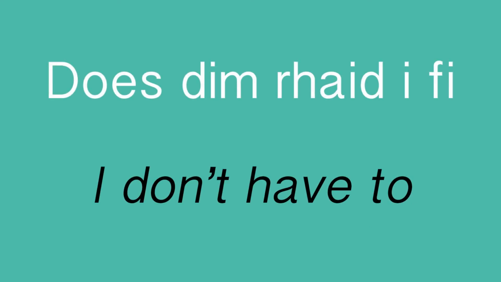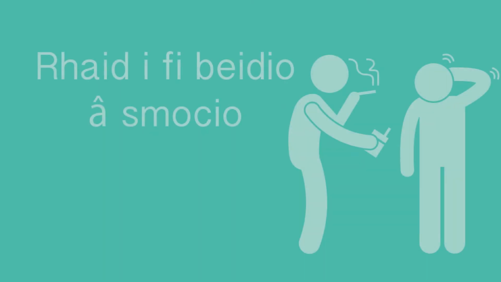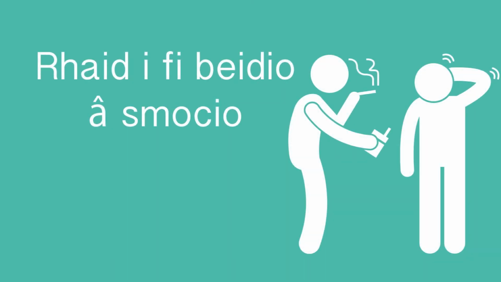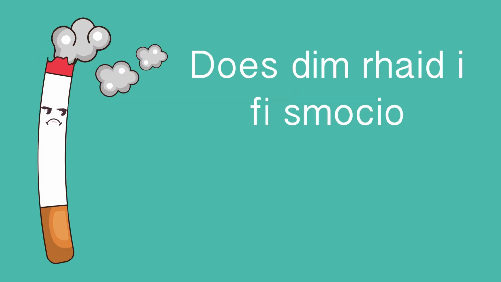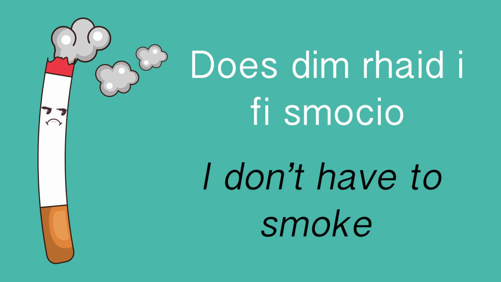It's important to note the difference, however, between does dim rhaid i fi, I don't have to, and rhaid i fi beidio, meaning I must not. Edrychwch. Look at these examples. Rhaid i fi beidio â smocio. I mustn't smoke. Does dim rhaid i fi smocio. I don't have to smoke.